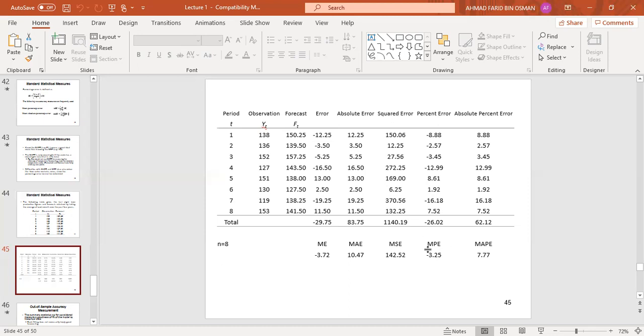For the other accuracy measures, MAE, MSE, and MAPE, you can simply say that we want them to be as small as possible, because they cannot be negative. So we select the model that has the smallest value of MAE, MSE, or MAPE. But you cannot say the same for ME and MPE, because they can be negative. Negative 4 is smaller than negative 3.25, but we select negative 3.25 because it is closer to 0.